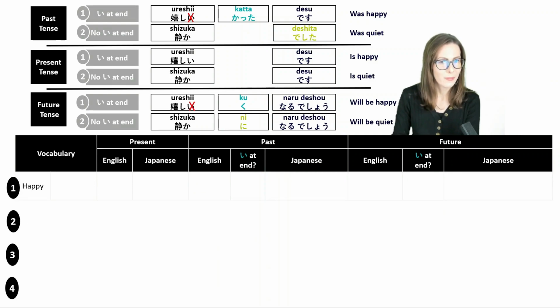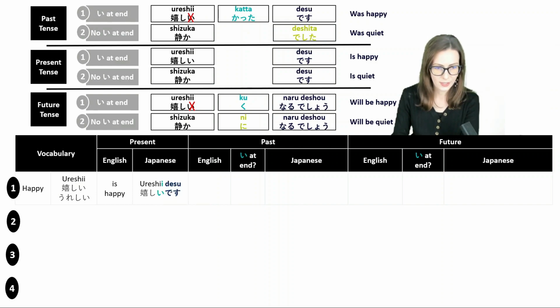Excellent. Now that we have it clear, let's do some practice together. First question. How do you say "happy" in Japanese? It would be ureshii, right? How do you say "is happy"? It would be ureshii desu, right? And how do you say "was happy"? The question I want you to ask: is there a hiragana i at the end? Is there one? Definitely yes.